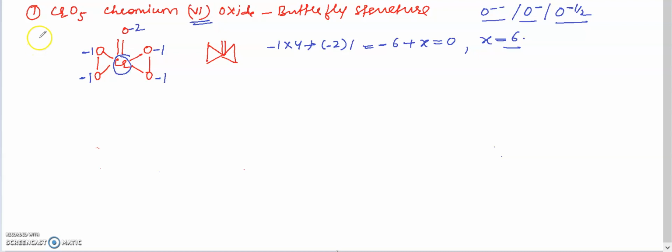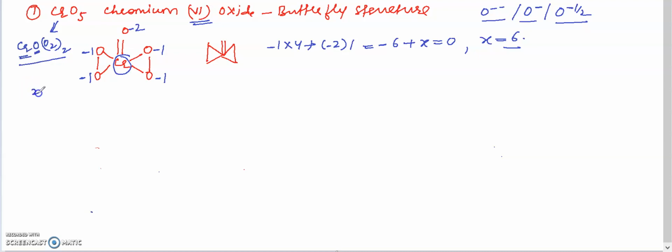How else can you write this CrO5? You can write it like this too: CrO(O2) whole twice. These are 4 peroxide oxygen atoms, or ions, and this is the oxide ion. So -4 plus -2 will be -6. So Cr will be 6 plus. So this is CrO5, that is chromium 6 oxide.